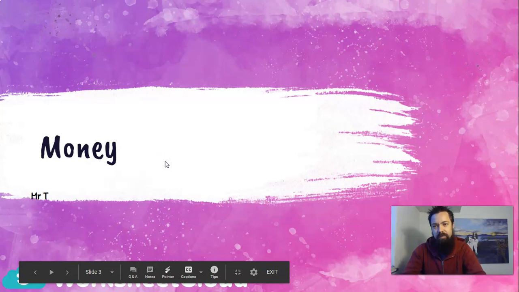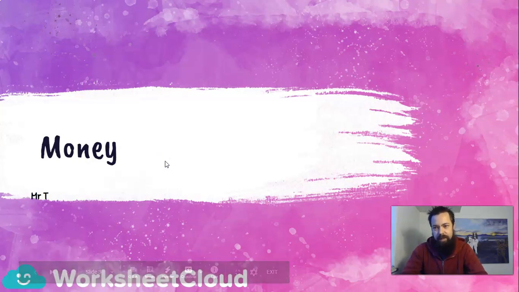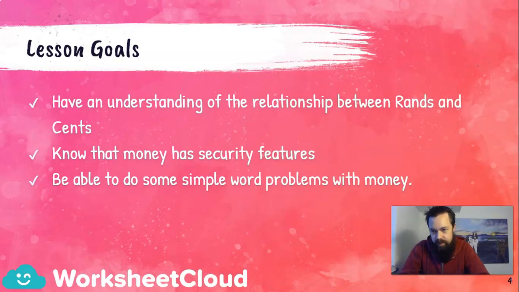So we're going to have a look at money today. Money, money, money. Who doesn't want more money? Let's look at our lesson objectives. So first of all, have a clear understanding of the relationship between rands and cents. Know that money has security features, and be able to do some simple word problems that involve money.